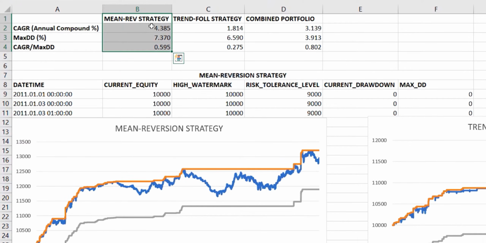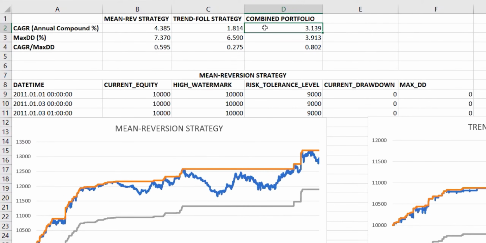And so we've got the compound annual growth rate at the top, the maximum drawdown here, and then the combined metric of reward over risk. We've got the same for the trend following strategy, and over here on the right, we have the metrics for the combined portfolio of both of those being traded together.